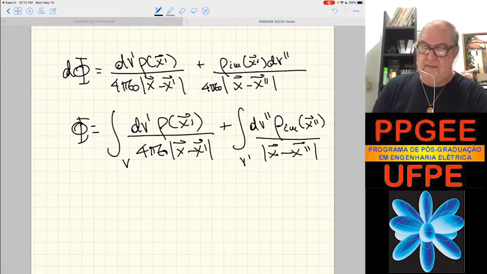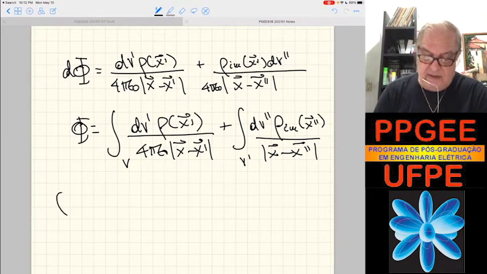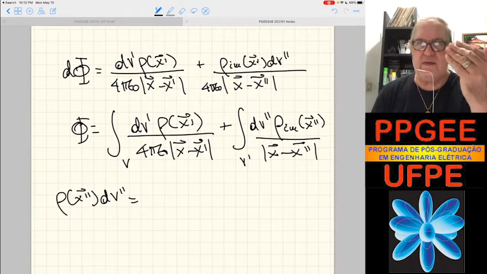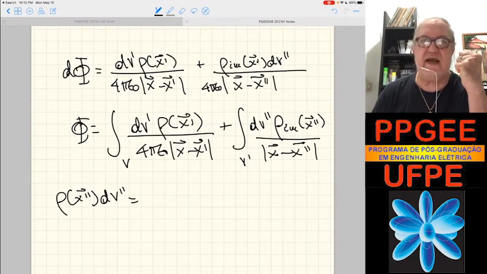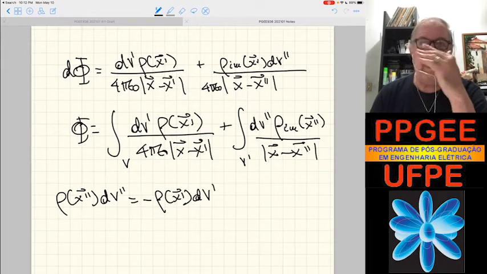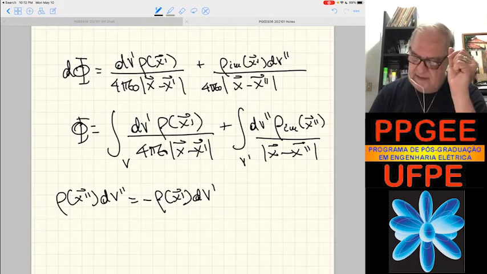Now what do we do? We have to do a change of variables, right? So that rho of x2 prime times dv2 prime has to correspond to the image method result, which is the minus of the charge on volume v prime, dv prime. It's minus rho of x prime dv prime. So I have made a change of variables.